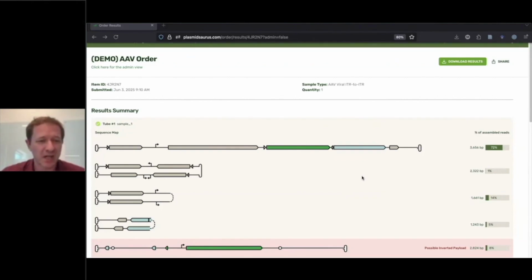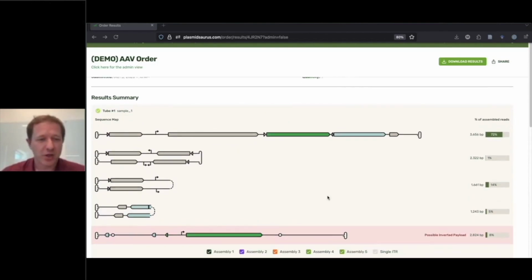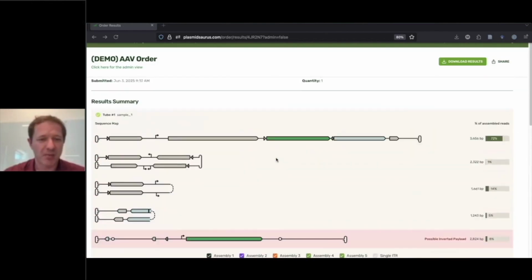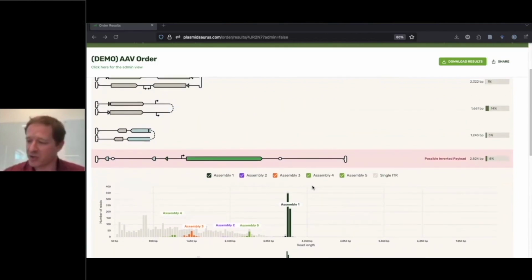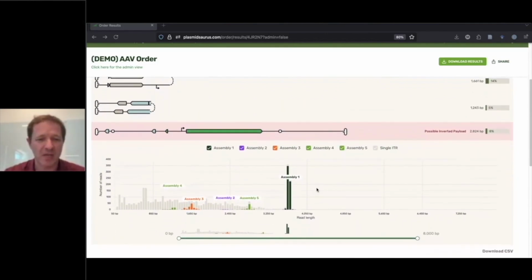And what we've done here is we have a demo order where you may or may not see things like this in your sample, but it gives you an idea of the types of things we can detect and some of the answers you can get with this report. So when you first look at your results, you'll get a box essentially for each sample in your order. And you'll get a number of genomes here. But what I want to start with is actually this histogram down at the bottom.